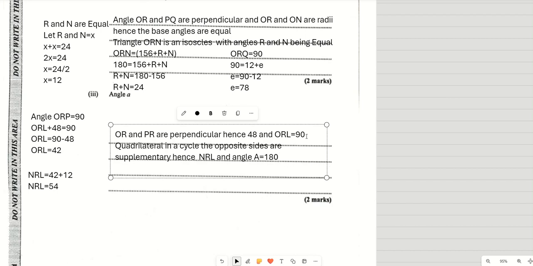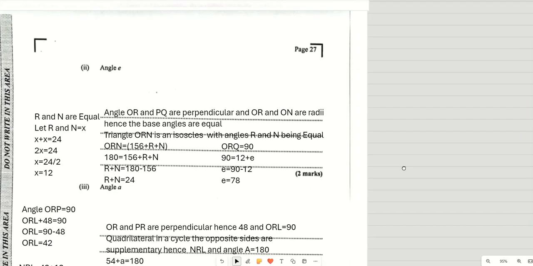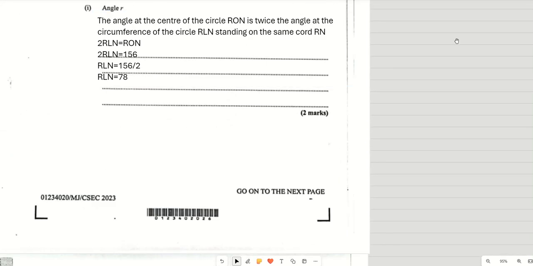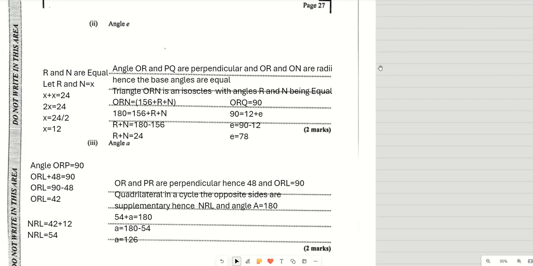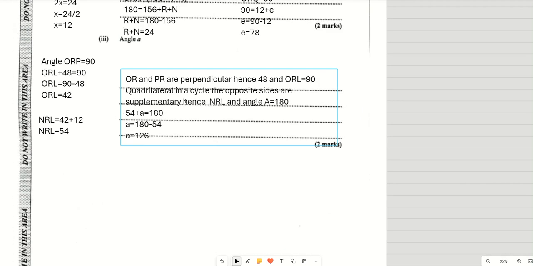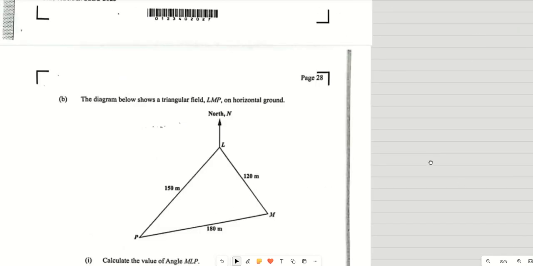So we're going to say that 54 plus A is equal to 180. So A is equal to 180 minus 54. So A would be equal to 126. And that is how you would find your angle A. You need to write all of these notes because they did say in the beginning, give reason for each of your answers and show all appropriate working. So you do need to show all the working and explain a cyclic quadrilateral, the opposite angles are supplementary and all those things. All right, let's go on to this question.